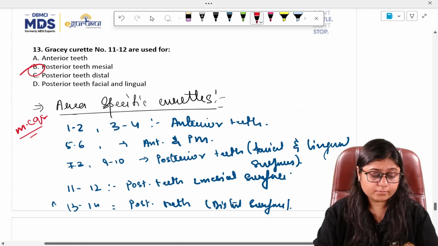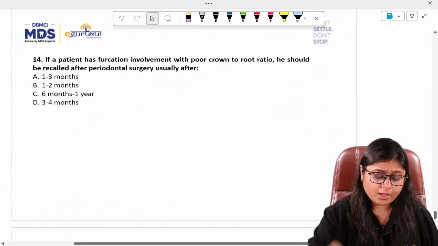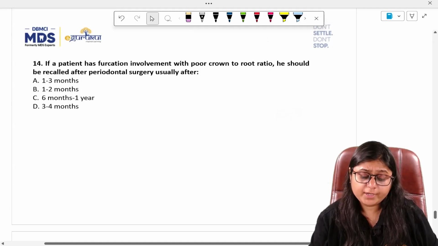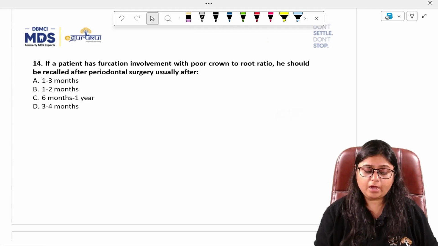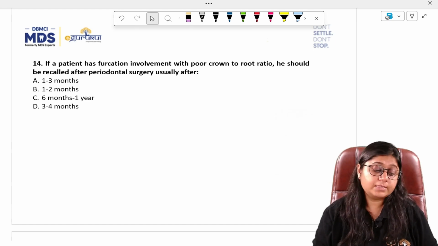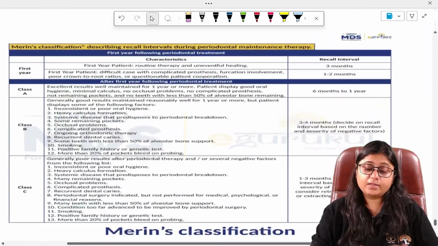Okay. Now the next and the last question of this session is, if a patient has furcation involvement with poor crown to root ratio, he should be recalled after periodontal surgery, usually after. For this, what you have to remember is the Merin's classification, guys. Merin's classification, one another important topic.